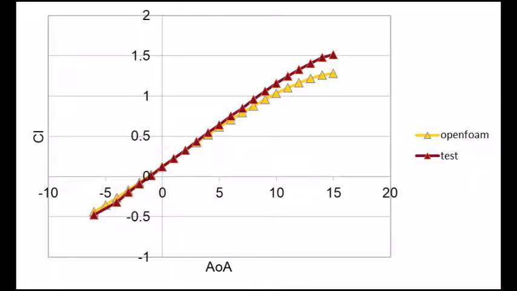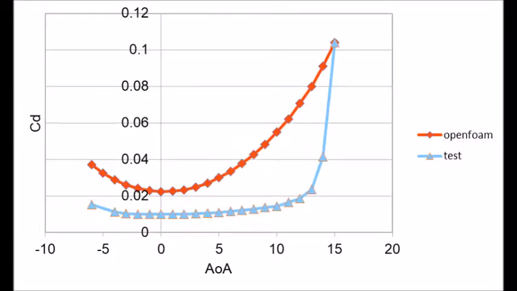Our data for the lift coefficient follows the test data pretty closely, except that we're predicting stall a little early. Our data for the drag coefficient shows that we're overestimating the drag a little bit early on, but all in all, it's not too bad.